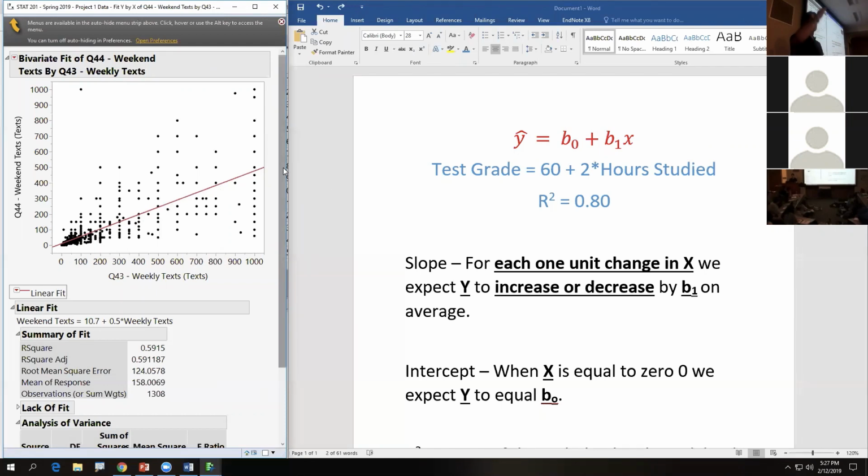Now, there are relationships that are parabolic. Will that be straight enough? How about one that's exponential? No, a straight line does not well describe an exponential relationship. So all you're looking at with the straight enough is a straight line well describes the relationship between weekly text and weekend text. You kind of want to see that the line is between all the points, that the points don't kind of swerve around the line in any way. So that's what the straight enough condition is. Question?